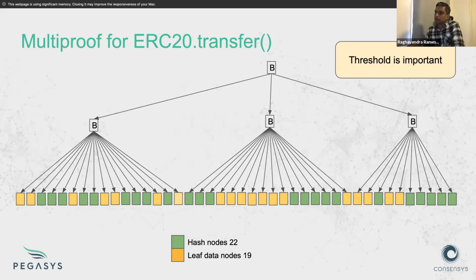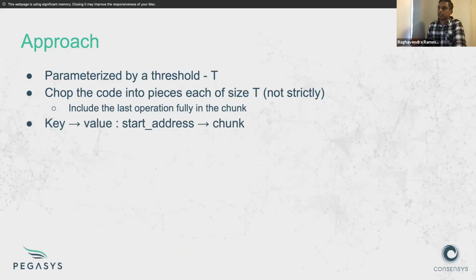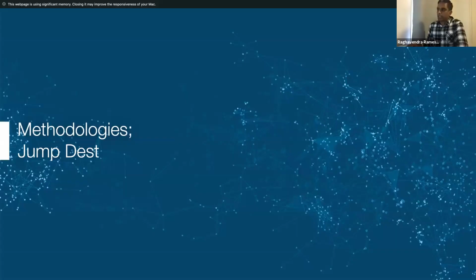So a slight variant of this approach is a fixed size chunking. That was a strict size chunking, where we did not hesitate to chop an instruction in half. This variant actually wraps the instruction into the chunk fully. So this is the key point, include the last operation fully in the chunk. So the key value pair is simple, start address and chunk. I did check for the ERC20 transfer. It happens to behave the same way as the fixed size. So no changes in terms of the number of hash nodes or the structure of the multi-proof.